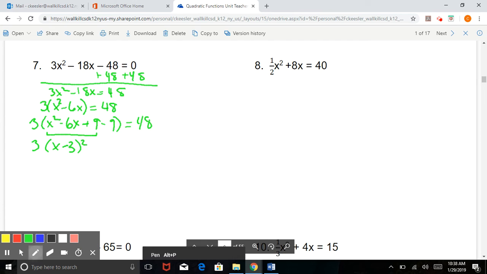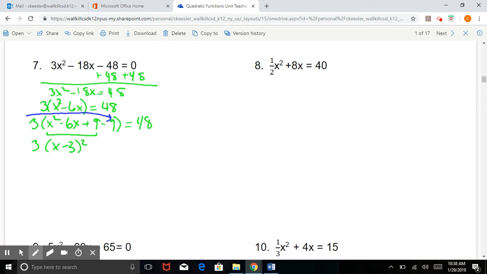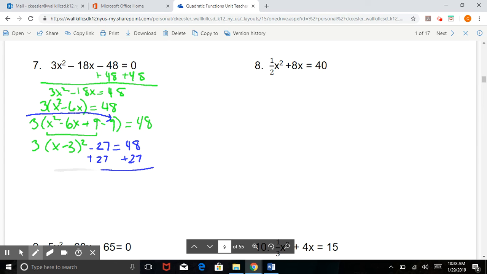Take the negative 9 out of the parentheses by multiplying it by 3. 3 times negative 9 is negative 27 equals 48. Add 27 to both sides. 3 times x minus 3 all squared equals 75. Divide by 3, divide by 3. X minus 3 all squared equals 25.